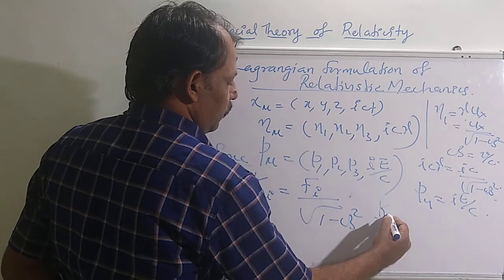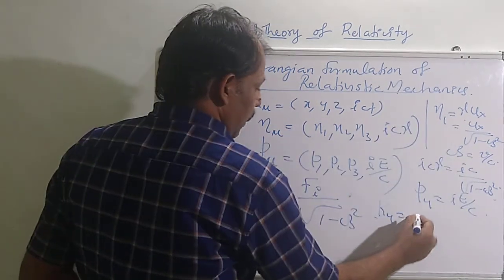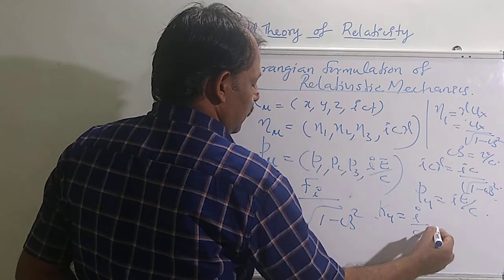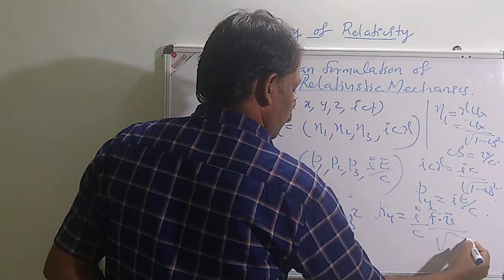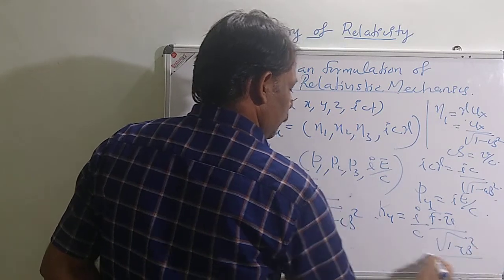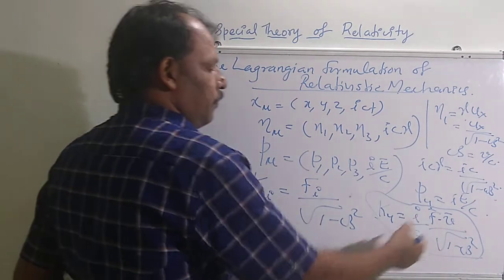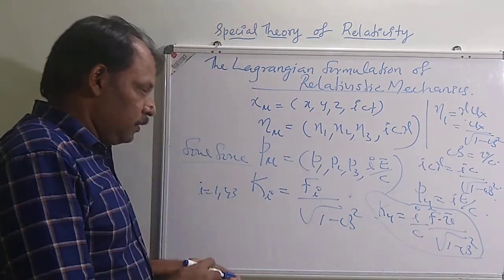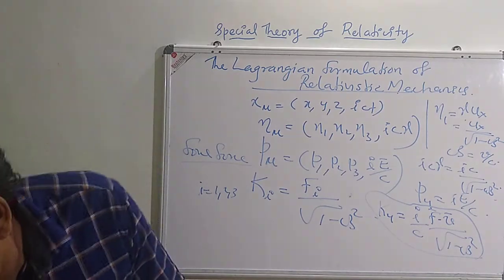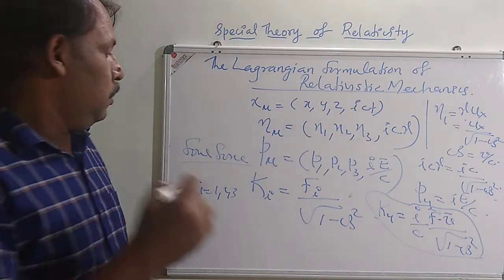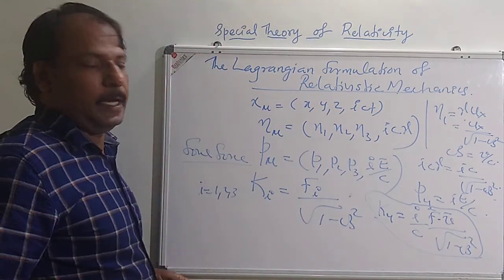And K4, the fourth component, we have represented as i by c into F dot v by root of 1 minus beta square. The fourth component of force is given by i by c F dot v divided by root of 1 minus beta square. This we already discussed in the covariant representation of Newtonian mechanics.